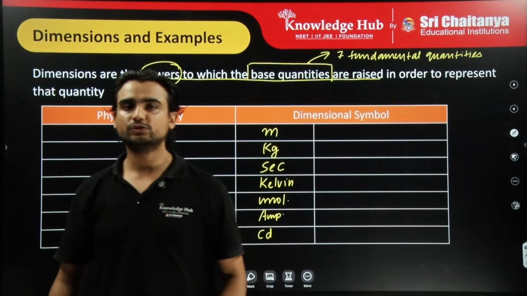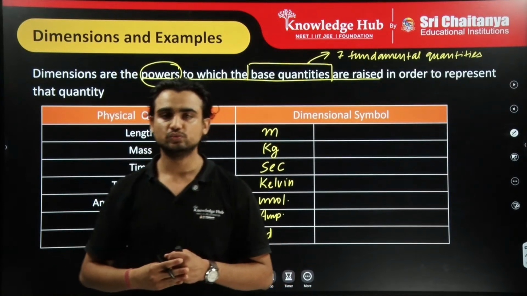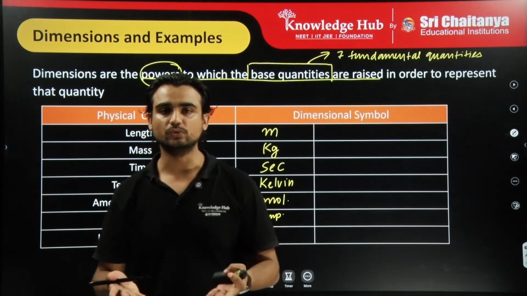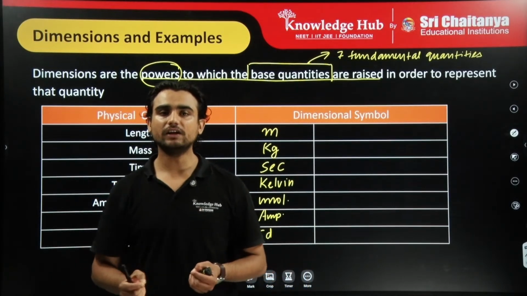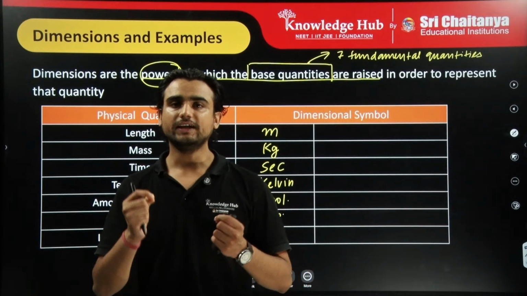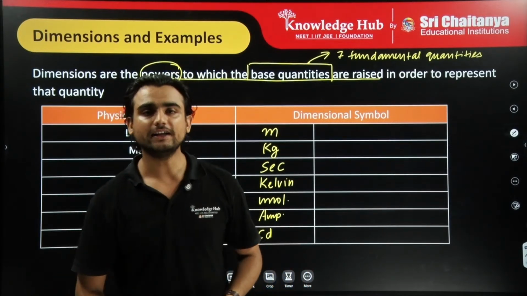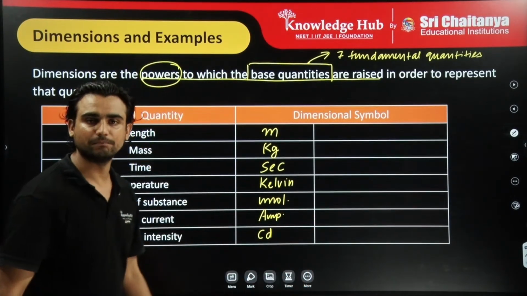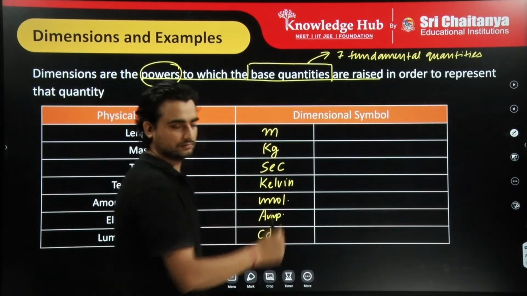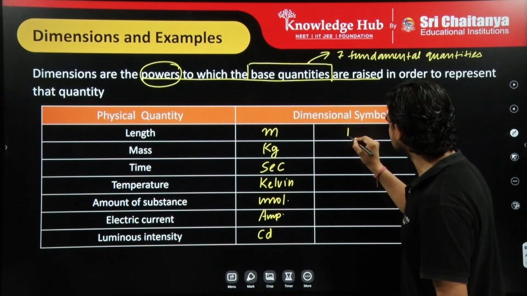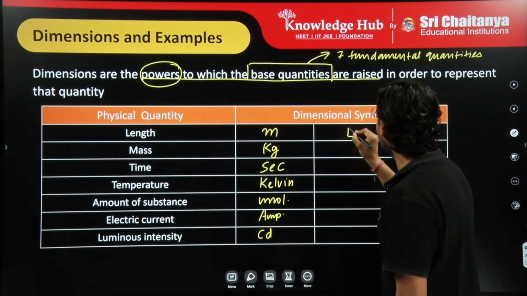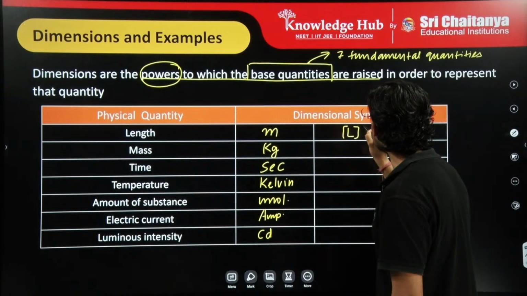And what do you mean by a power? If I say x power 2, that means x raised to 2. If I say y cube, then the power is 3. So the power here is the power to which the fundamental quantity is raised. Let's look at that with an example. Meter is basically length, L, so the dimension formula is L raised to 1.